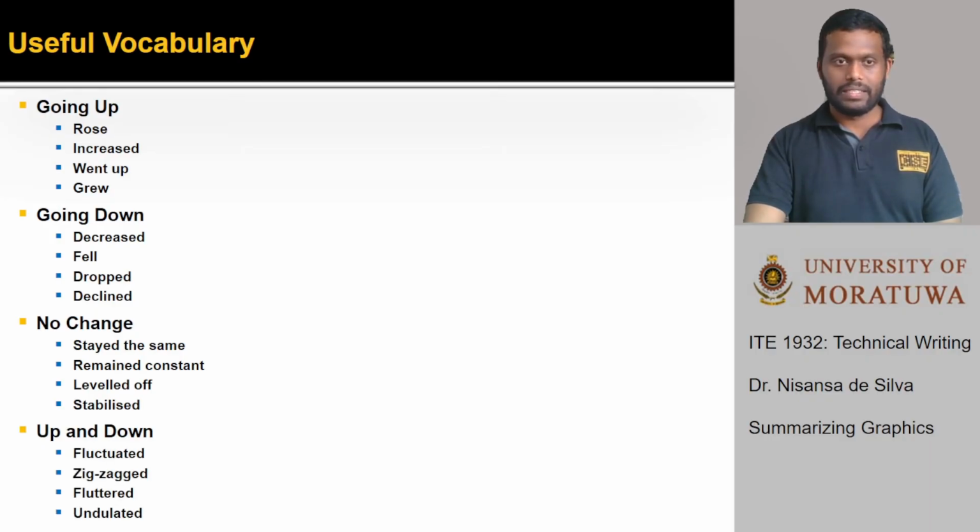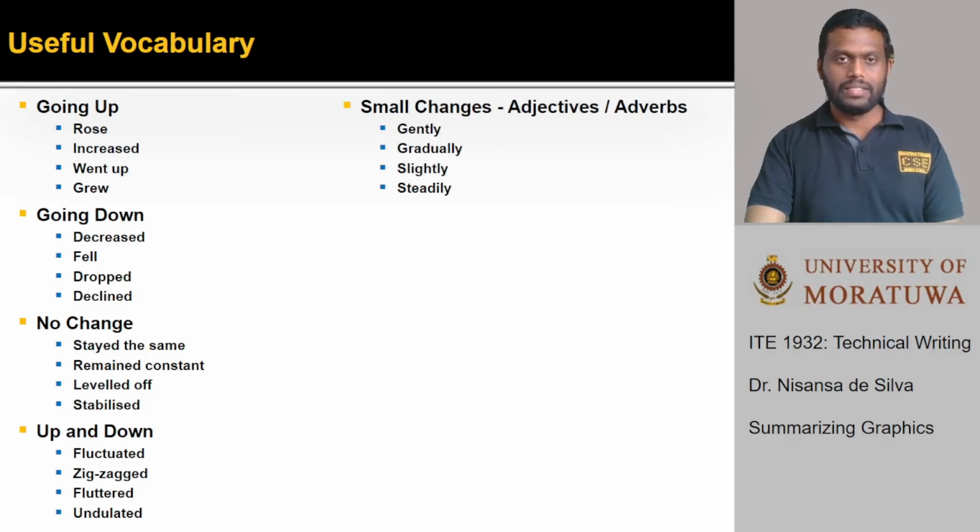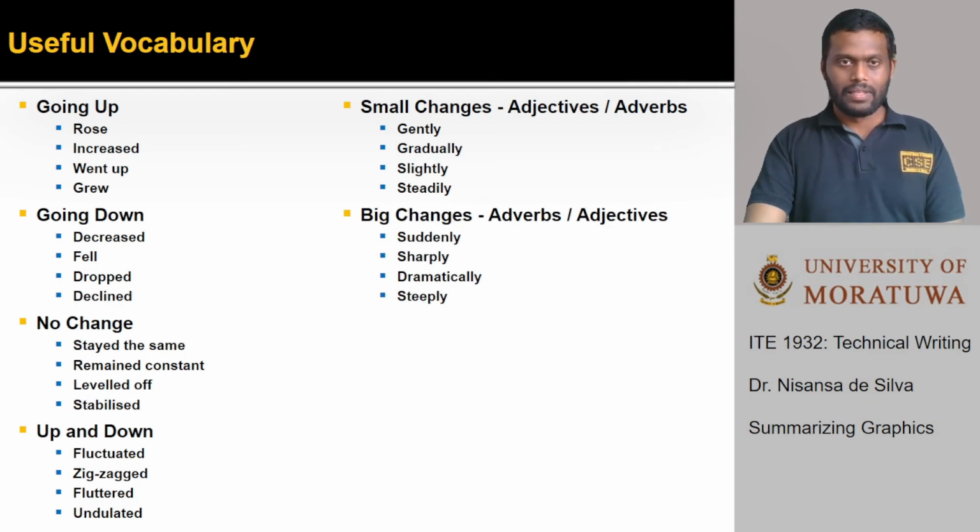Fluctuating, zigzag, fluttered, undulated. A good word to see a fluctuation pattern. Small changes, you can say gently, gradually, slightly, steadily. Or large changes: suddenly, sharply, dramatically, drastically, stably. And low points, you can say bottomed out, reached a low.